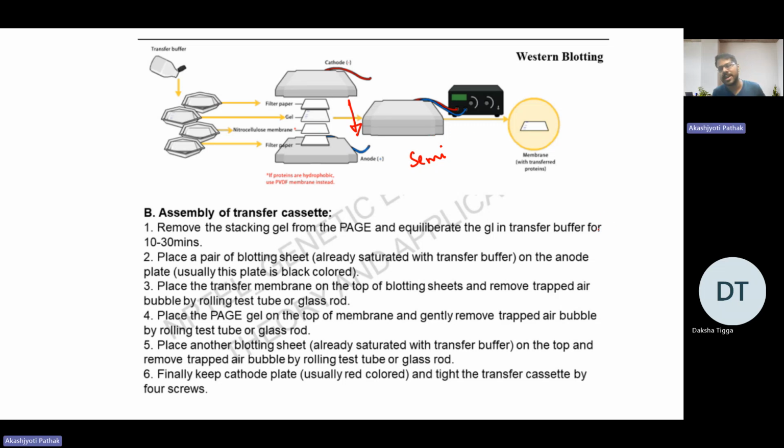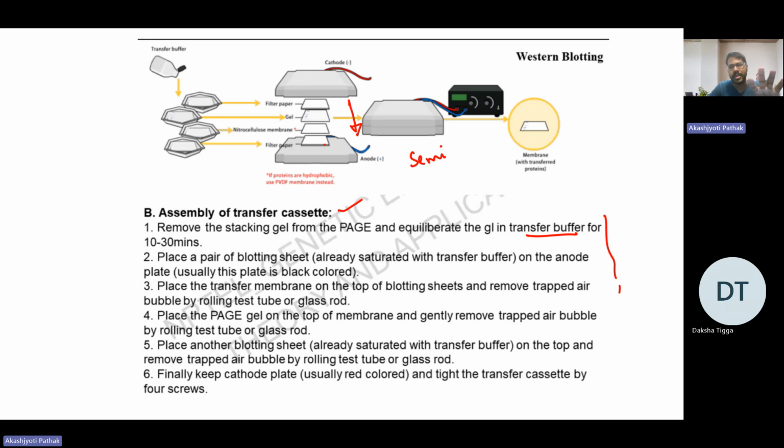Here the steps have been written one by one. You remove the stacking gel, equilibrate the gel in transfer buffer, then place a pair of blotting sheets on the anode plate. This is how you assemble the transfer cassette. After that, you place the transfer membrane on top of the blotting sheet, which is the PVDF membrane, then you place the gel, then again the blotting sheet.